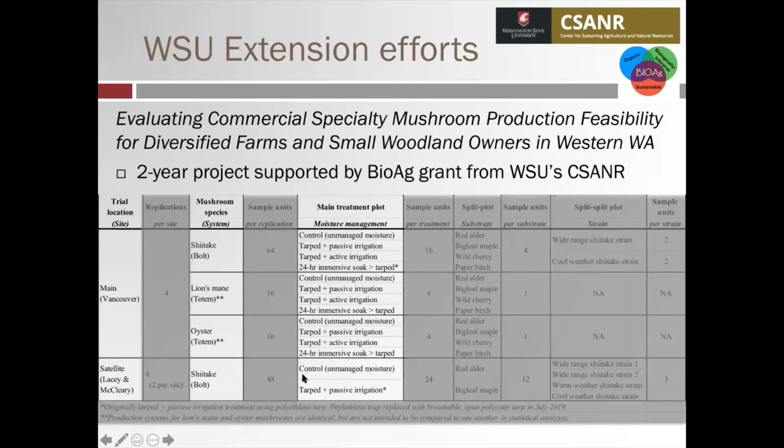The satellite sites have a more truncated version of this, which is in Vancouver. So Vancouver has a more elaborate trial, and the satellite sites are more truncated, smaller trials. We're looking at red alder and big leaf maple, because those are our two main hardwood species. We're also looking at wild cherry because it grows around a lot of agricultural regions and around urban areas. And same with paper birch. It's a tree that grows feral in urban areas, and it's native to the northwestern part of the state too.